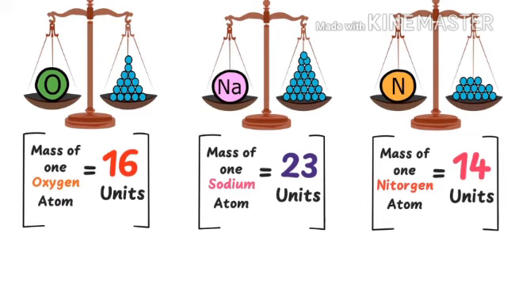So this image of atomic masses will give a clear idea of how the atomic mass of any element, or any atom of an element, can be noted down when we compare it with the carbon-12 isotope.